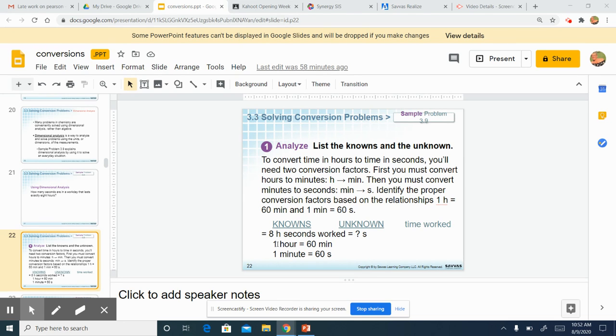And then below here they have the two conversion factors that you're going to use. 1 hour is equal to 60 minutes and 1 minute is equal to 60 seconds. That's everything that we know, and what we want to know is in an 8 hour time period, how many seconds? That's the unknown.